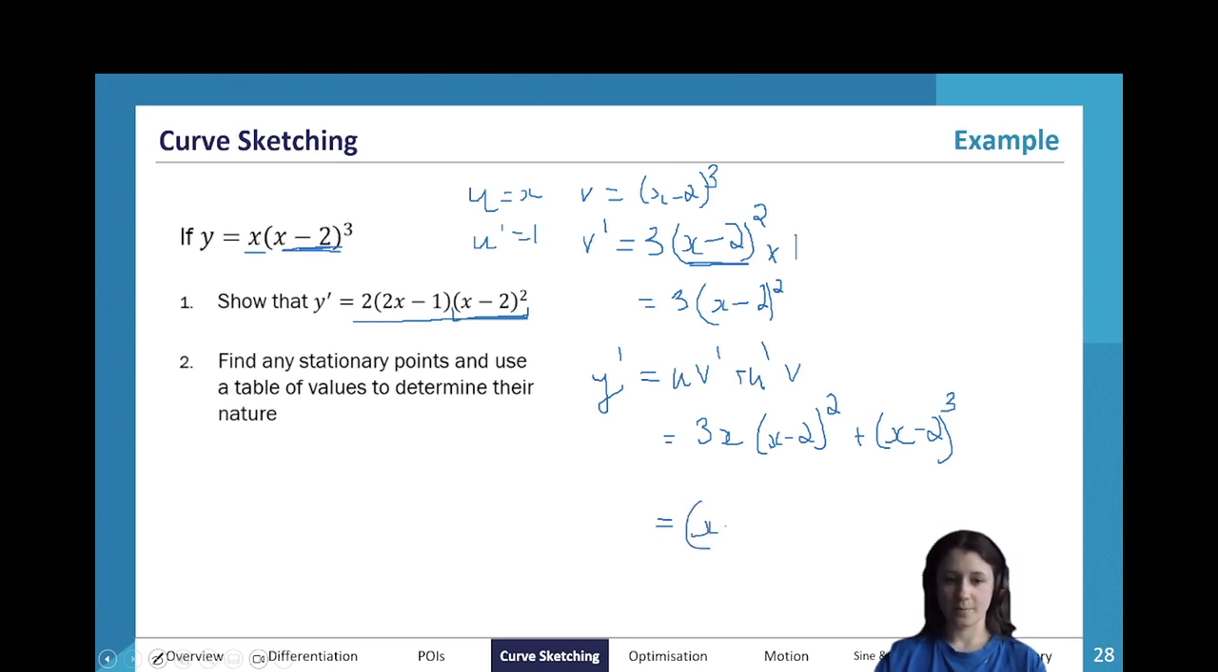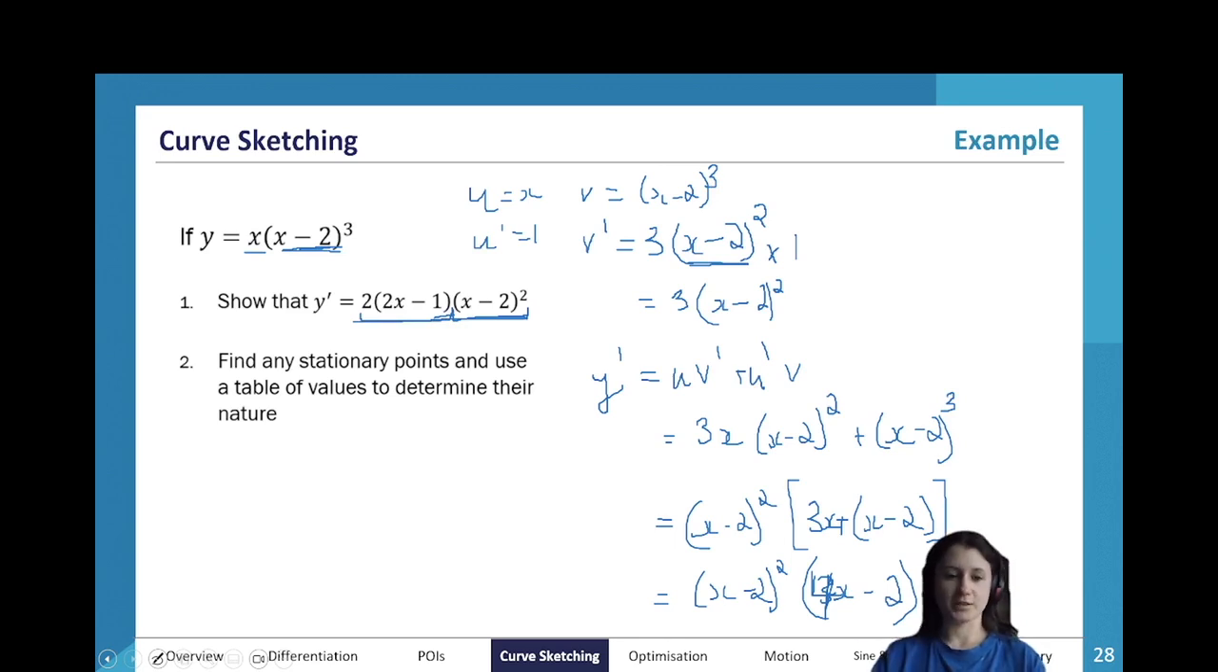We're going to have x minus 2 squared inside of 3x plus x minus 2. Alright, and now let's see what we can do in these square brackets. So we're going to have 3x plus x, which is going to give us 4x minus 2. Alright, and now as you might be able to see, the only difference between what we've got so far and what we need to prove is that 2 is factorized out.